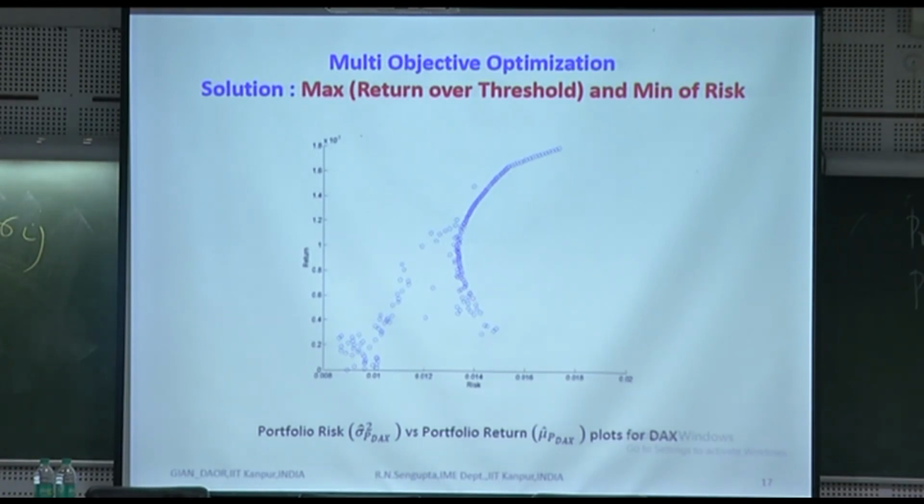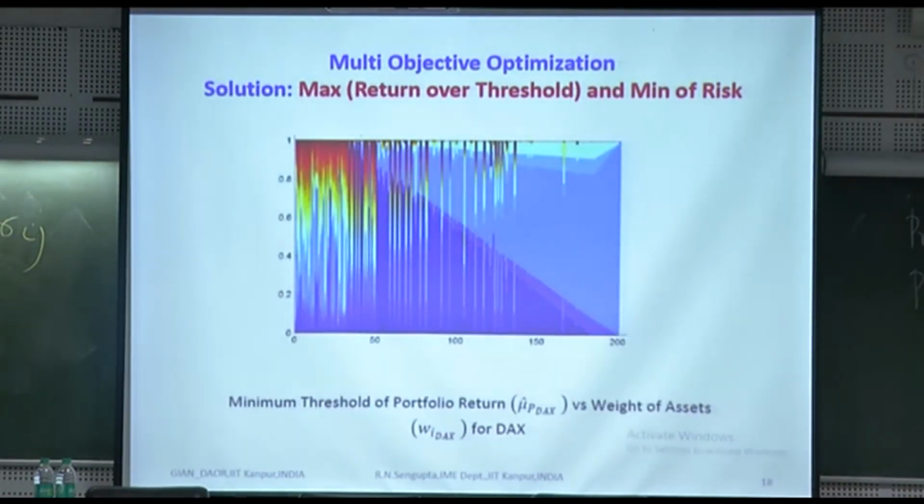Risk return profile means I am getting the weights and then multiplying them with the returns, finding out the risks, and then plotting it. The weights are coming out like this. Again, I don't remember, I have to find it out. For the DAX, one of them starts dominating and then you have the risk return profile.